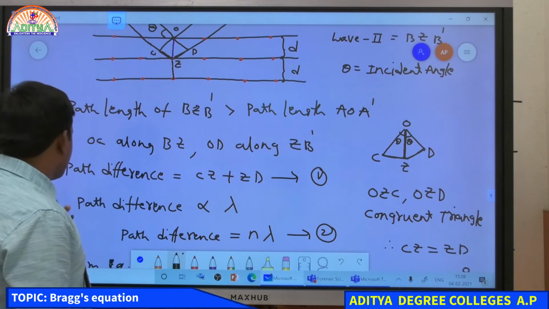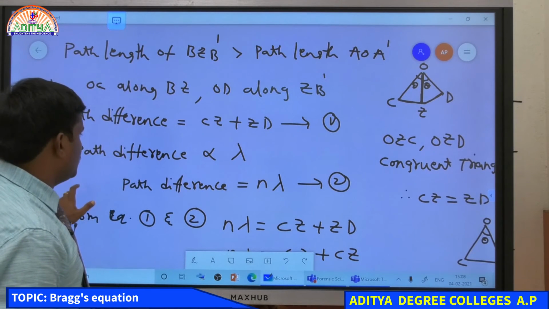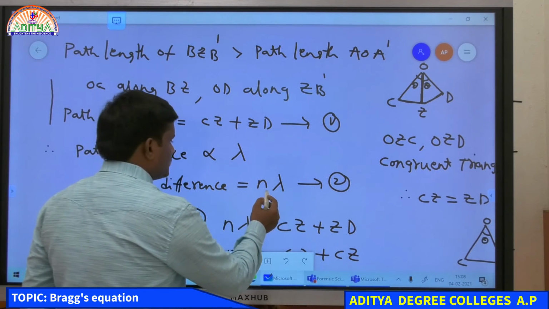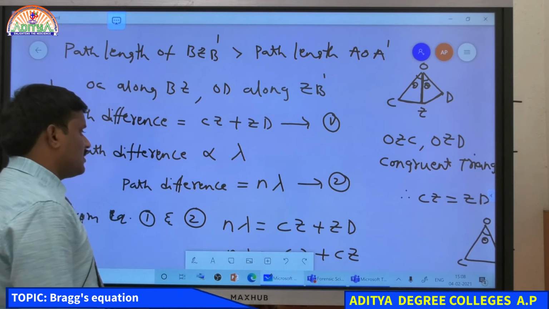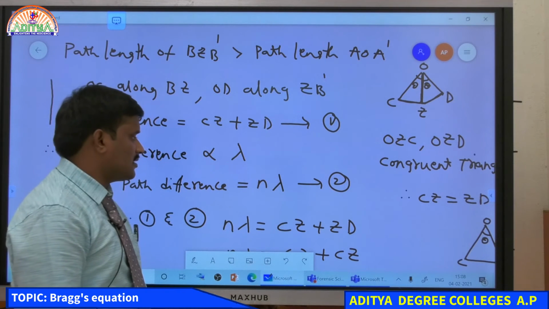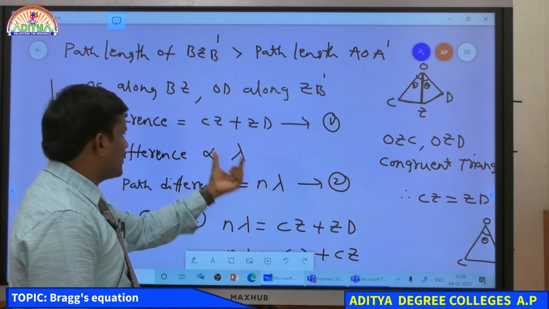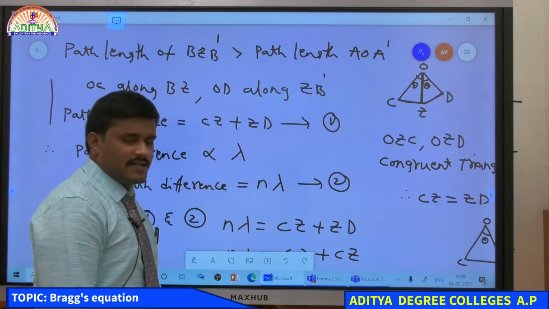So in place of proportionality, that is equal to some constant n, which is nothing but the order of reflection. Therefore, path difference is equal to n lambda. This is equation number 2. So from 1 and 2, both are path differences. Therefore, n lambda is equal to Cz plus Zd.